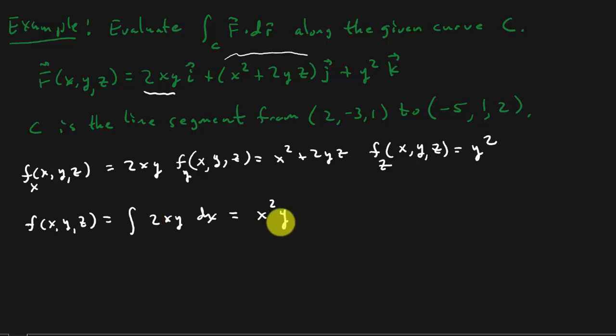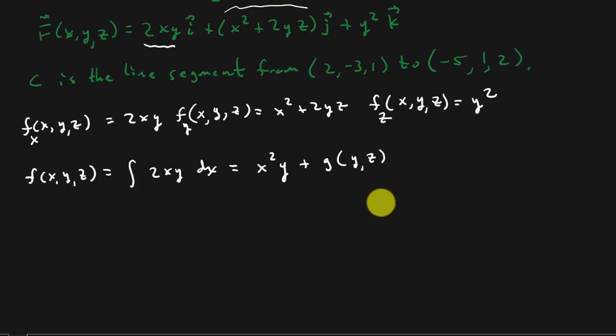Well, remember, our variable is x. Everything else is a constant. So we've got x, y, z. So this is going to be plus our constant, g of y, z. If we have a function in terms of y, a function in terms of z, or a function in terms of y and z, those are all considered constants because our variable is x. We integrated with respect to x. Okay? All right. So now let's take the partial of f with respect to y. So that's going to be what? x squared plus the partial of g with respect to y.